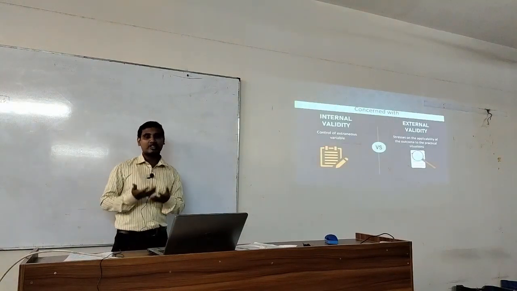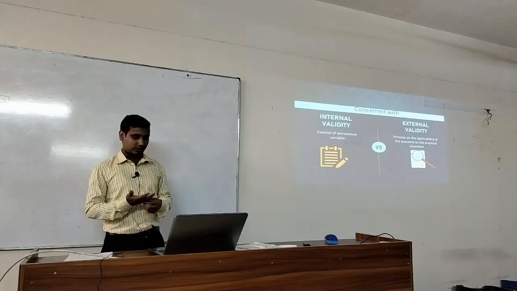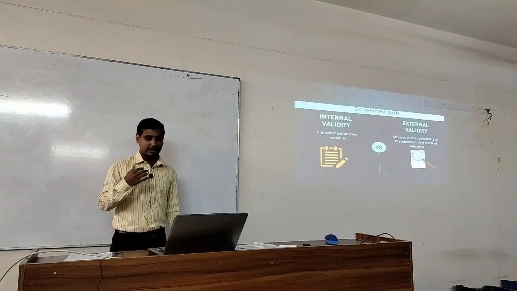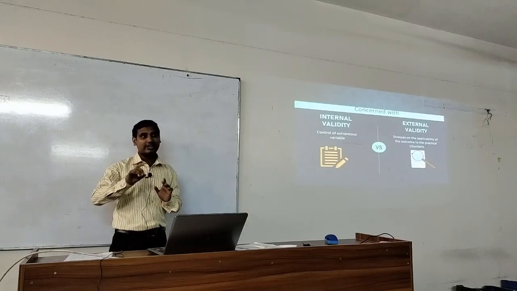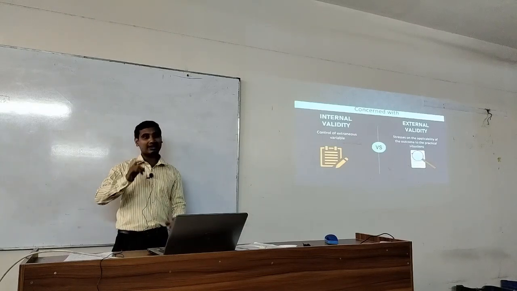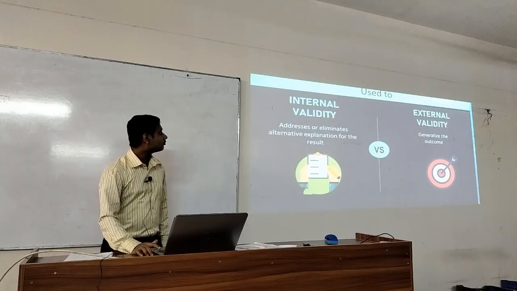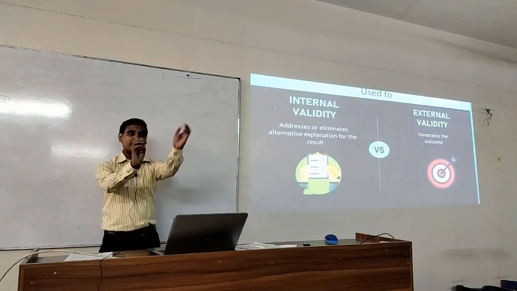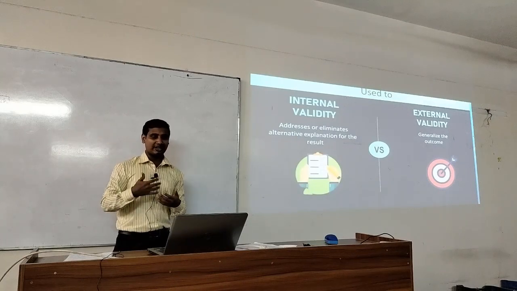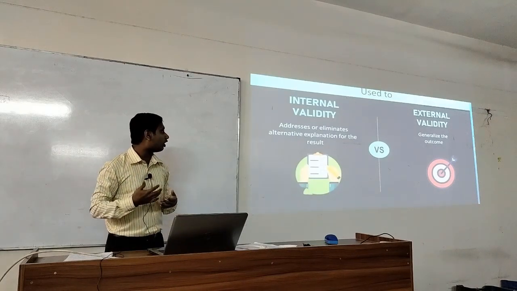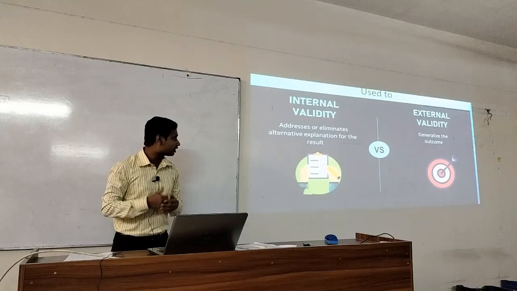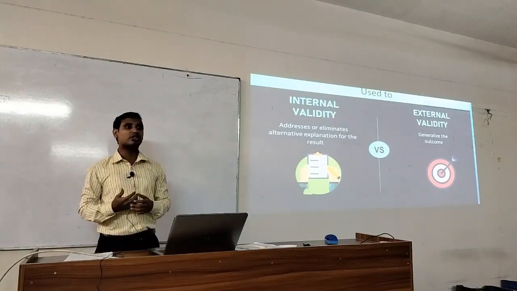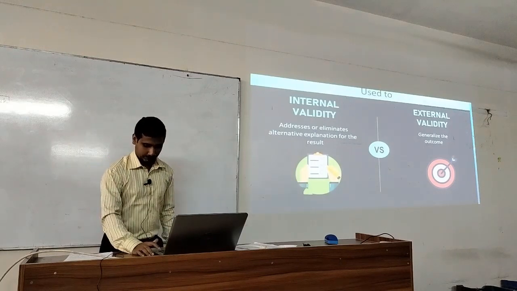Then, internal validity is concerned with the control of external variables, and external validity is concerned with the applicability of the research outcomes. Internal validity is actually used to eliminate alternative explanations for the result, and external validity is used to generalize the outcome.